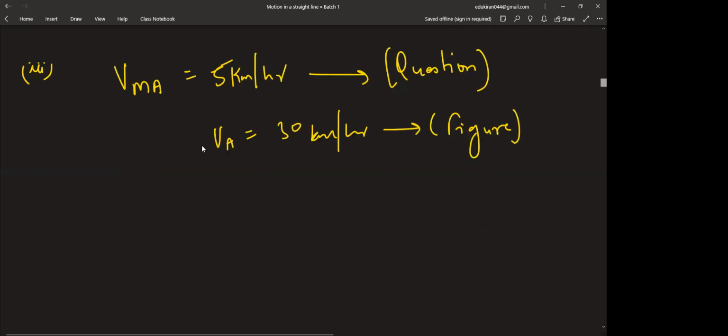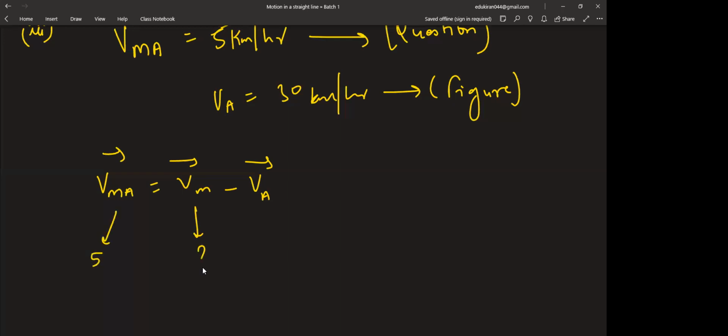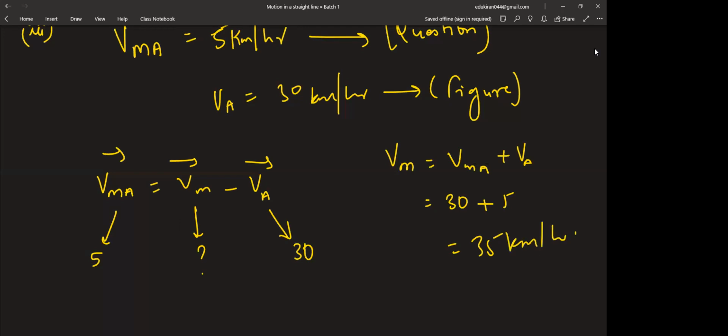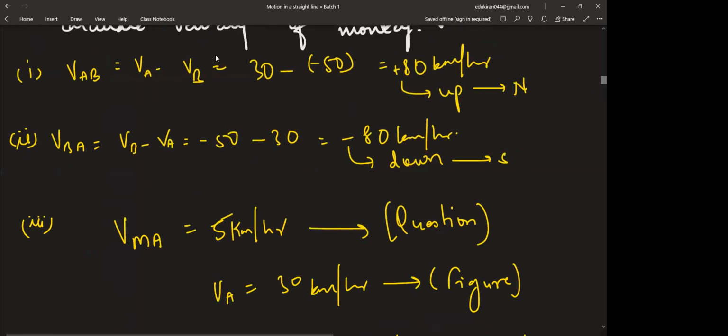Now class, this is not tough. VMA means VM minus VA. Look, what all things we know, what all things we do not. VMA we already know is 5. VM we do not know, we have to calculate. And VA is already given as 30. So when we have to calculate VM, we'll write it as VMA plus VA. So this will be equal to 30 plus 5, which is equal to 35 kilometer per hour. Fine. Quickly write down the solution, class.